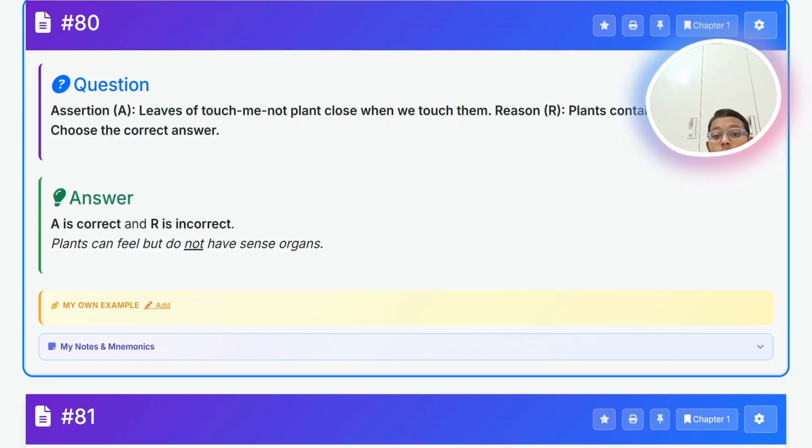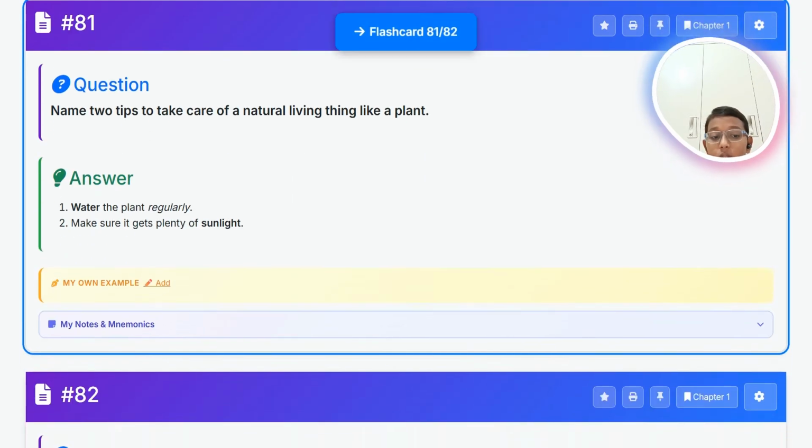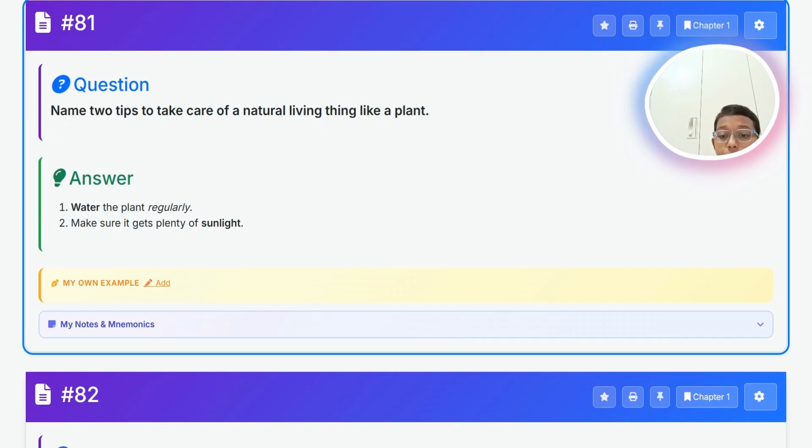Assertion: leaves of touch-me-not plant close when we touch them. Reason: plants contain sense organs. Choose the correct: A is correct and R is incorrect. Plants can feel but do not have sense organs. Name two tips to take care of a natural living thing like a plant.